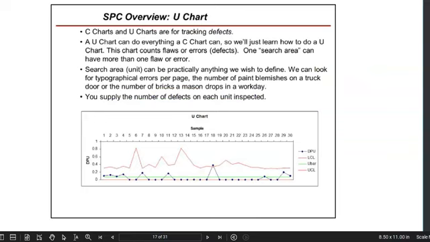Another type of chart is a U or a C chart, and these are for tracking defects. Again, they look a little bit similar, but because we're counting individual units and we are not measuring the distance from a nominal target, the control lines are going to vary. And so we can see our upper and lower control limits, and it's not a flat line, but it's a line that changes.